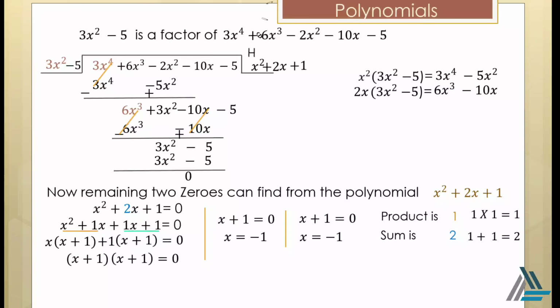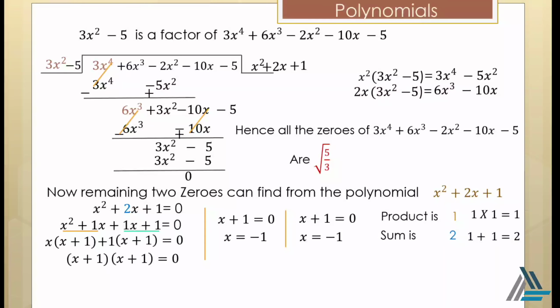In this way we have found all the zeros of the polynomial, which are root 5/3, minus root 5/3, and minus 1, minus 1. Hence the question is completed, because the degree of the given polynomial is 4 and we have found all 4 zeros. In this way you can solve this question. I think you all understand the method of how to solve this question.